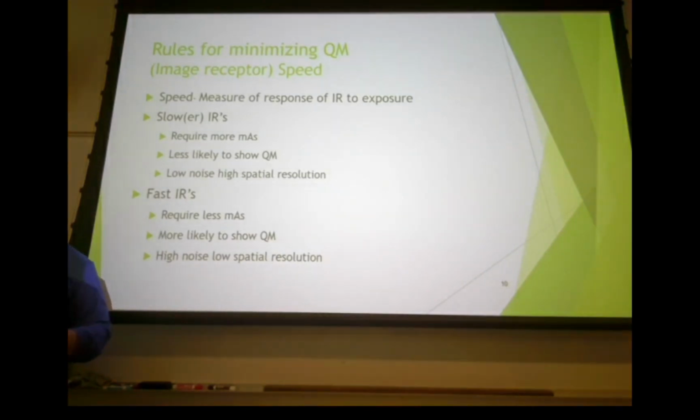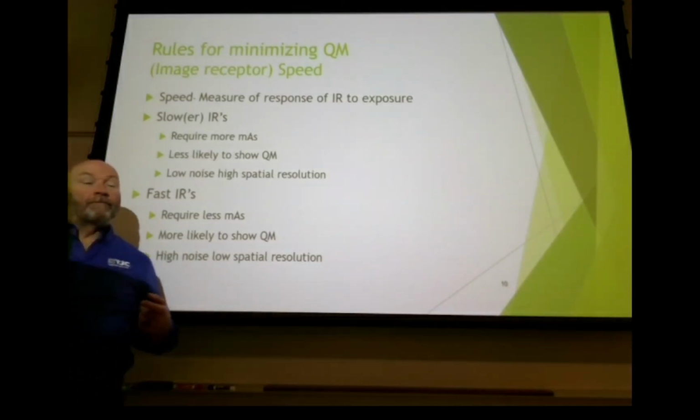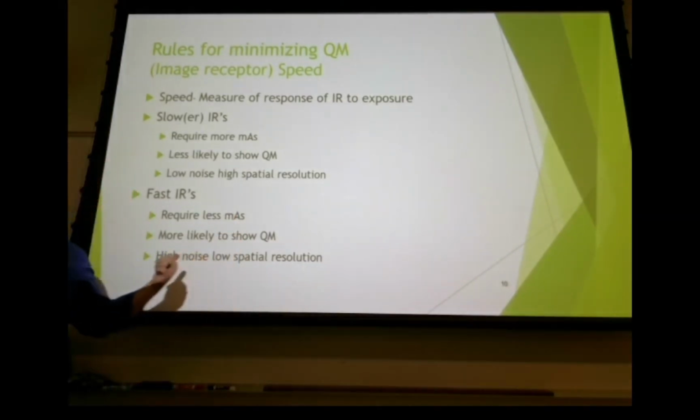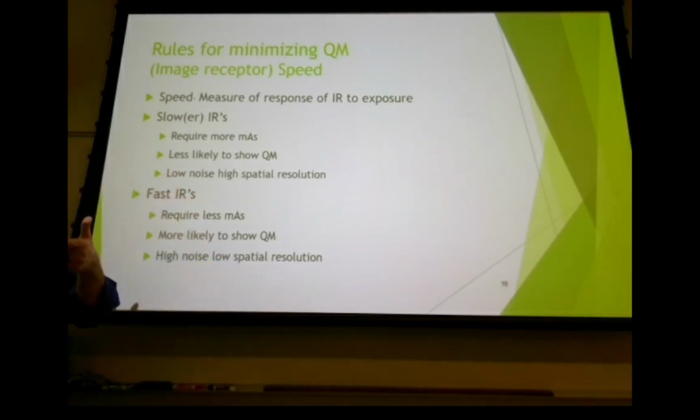So specifically what we're going to decrease is mass, and now we've got 1/4 the mass, and we can introduce the possibility of quantum mottle. Now, screens and films were at 400 speed, okay? Once we switched over to CR, it dropped to 200 speed. So for each exposure, what we had to do was increase our mass by a factor of 2, okay?